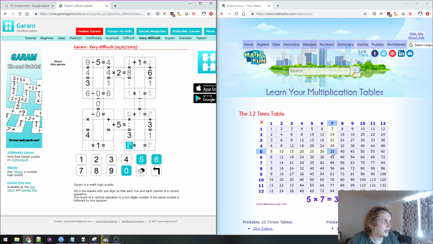5, that's it. For 8, it could be 8 times 4, but it can't be 8 times 4, because the 4 would have to go here, and it can't. 9, it could be 9 times 4, but same problem. So this is not 8 or 9. This is 6 or 7, meaning that this is not 9, meaning that this is not 2.